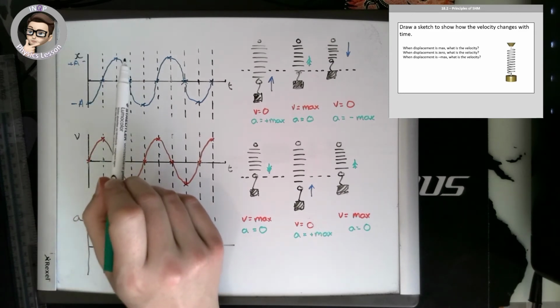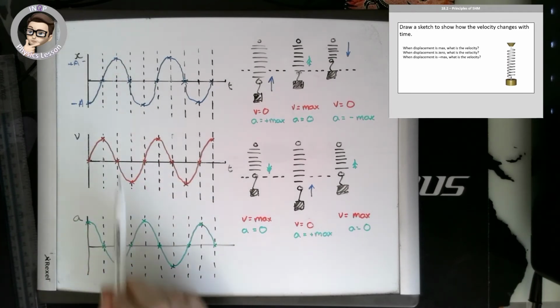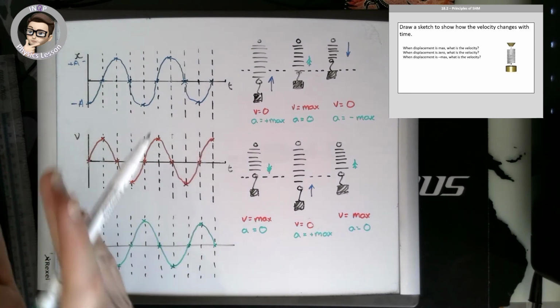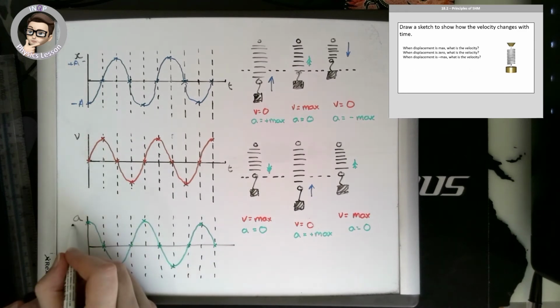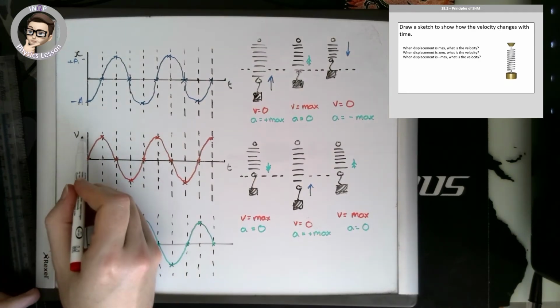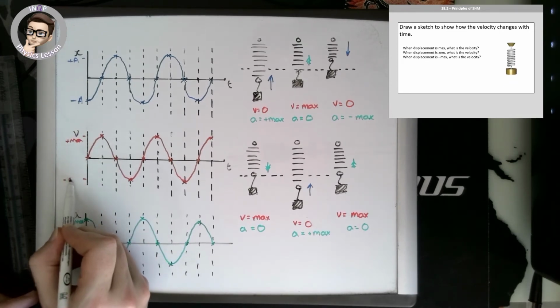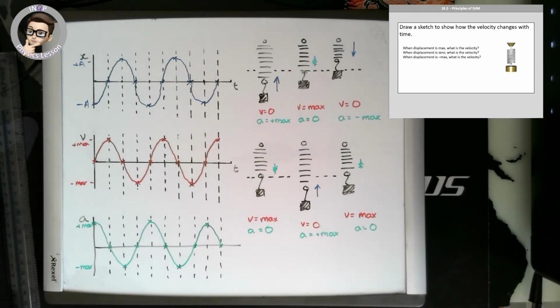And if you took it from the maximum negative amplitude, so in other words you've squashed it up, then you would have this as your starting point, but everything would just be shifted by a quarter of that wave. So we've got our positive maximum acceleration and our negative maximum acceleration, and in the same way we've got our positive maximum velocity and our negative maximum velocity. So 3 really, really important graphs that you're expected to know and be able to use in any exam.